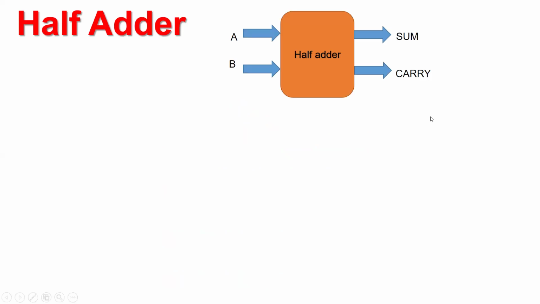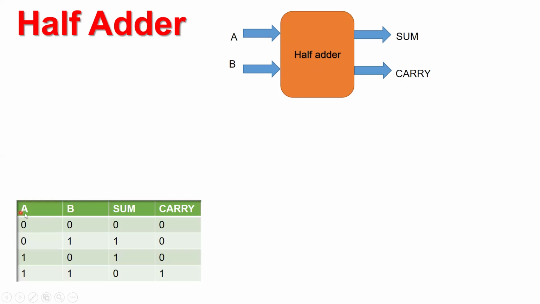So here is a block diagram of a half adder circuit. As you can see, it has two inputs, A and B, and two outputs labeled sum and carry. We'll see in a moment why it is called a half adder.